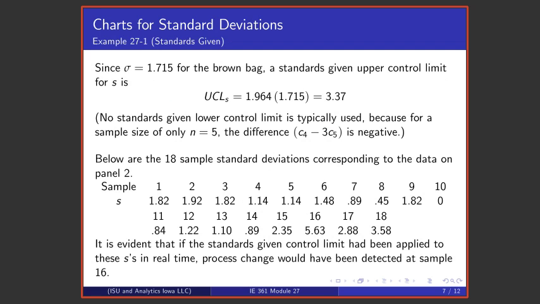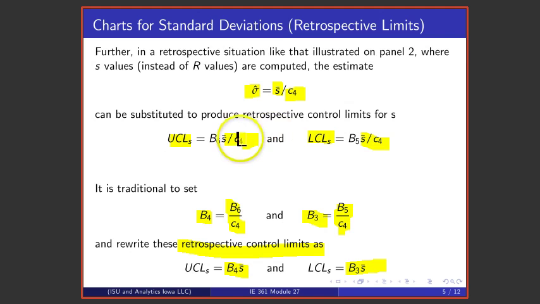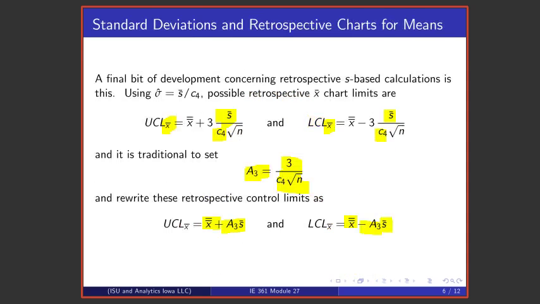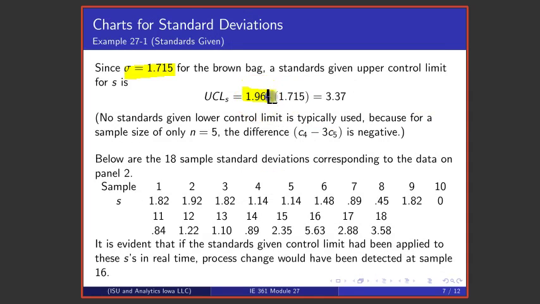If one takes the scenario of the Deming drama, the brown bag or the red bag has a standard deviation of 1.715, and that means that an upper control limit for S is this number, big B6 times sigma. For a sample of size 5, big B6 is 1.964, and therefore an upper control limit for standard deviations is 3.37.